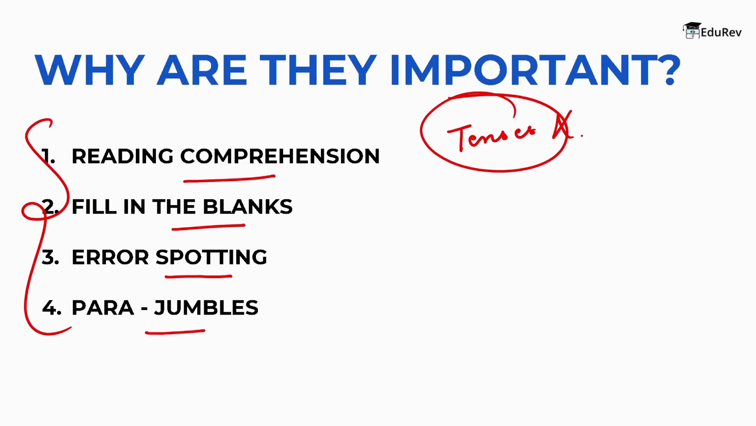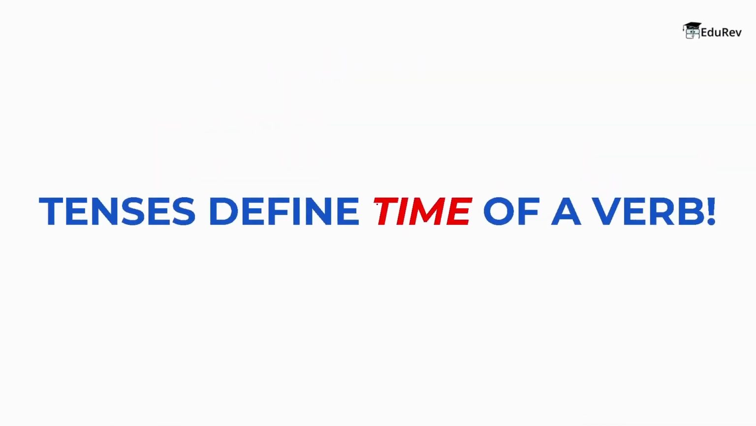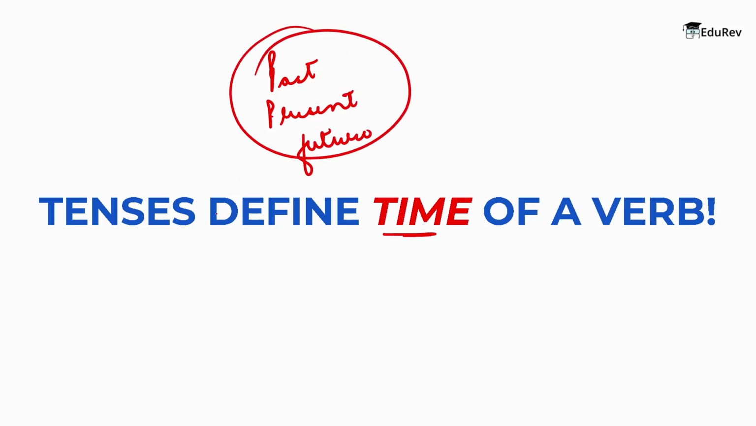Now tenses define what? They define the time of a verb, right? That is the past, present, or future, right? So tenses are going to define what? They are going to define the time of a particular verb. That is your past, your present, and your future, right?